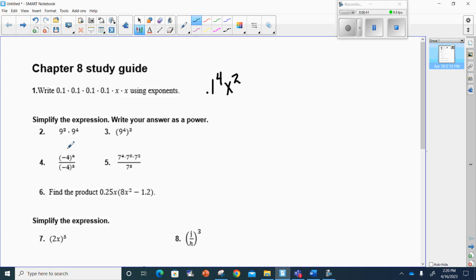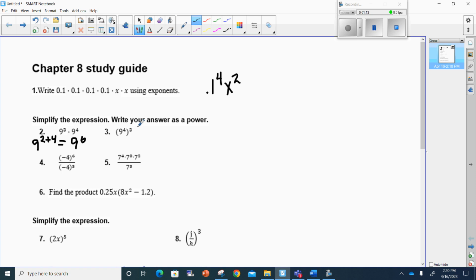It's simplify the expression. It says 9 to the second power times 9 to the fourth power. When my bases are the same, I'm allowed to add my exponents. So this is going to be equal to 9 to the second power plus fourth power, which is going to equal 9 to the sixth power. 9 to the sixth power.